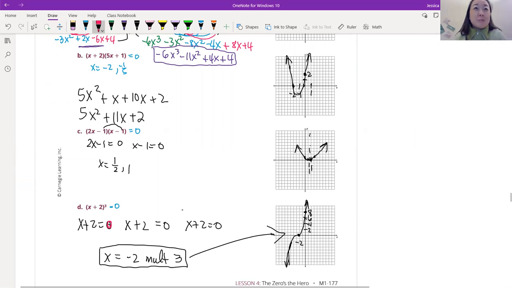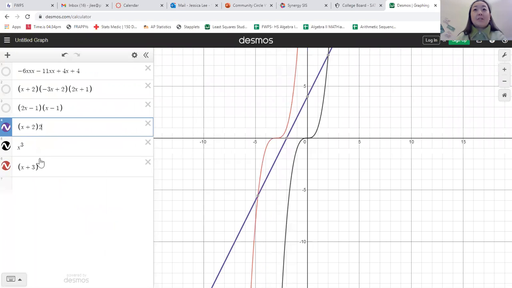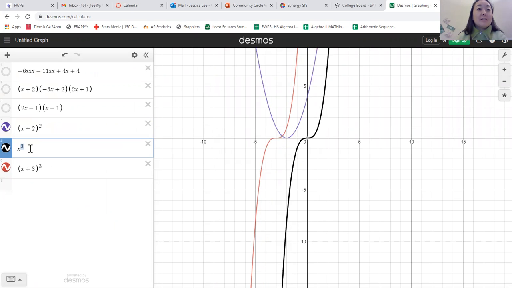When you have a multiplicity of 3, it makes you wonder what happens when you have a multiplicity of 2. You kind of already know because you've kind of already seen it. Want me to show you? Okay, I can just change this to a 2.